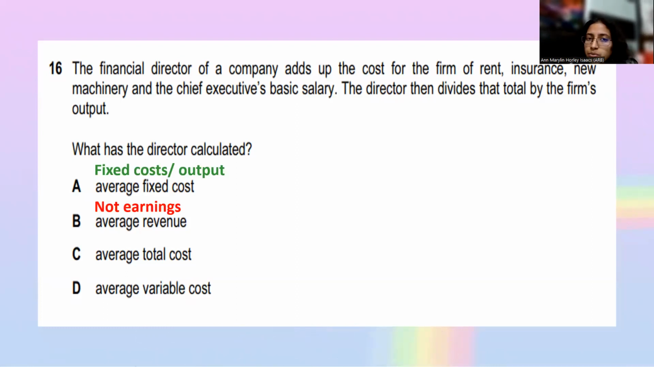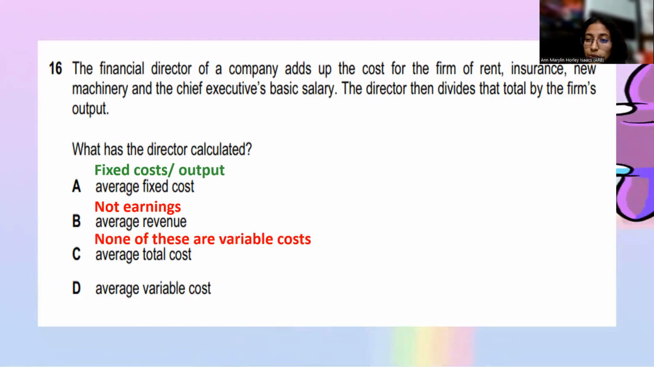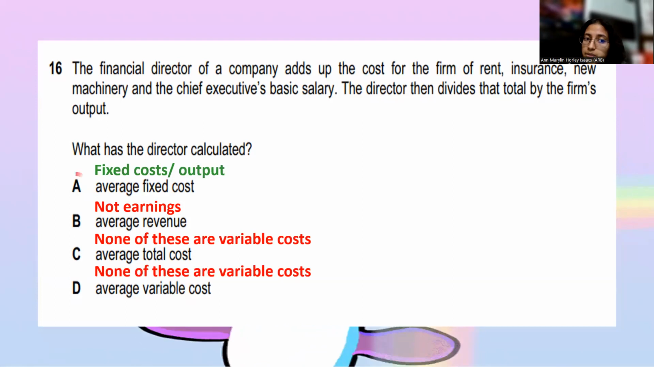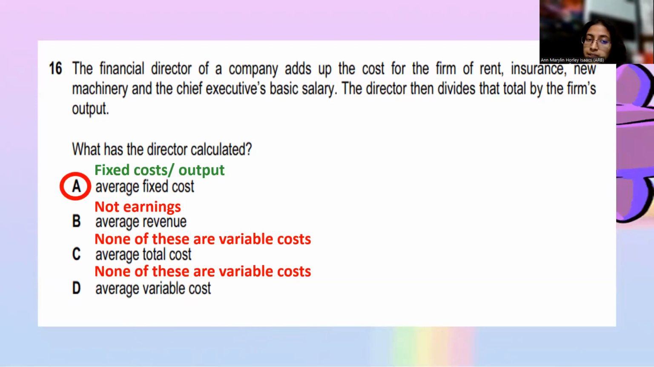Obviously, revenue, no, because these items are not revenue, they're not earnings. Total cost we cannot discuss because we do not know any variable cost. They have not actually given us the figures for variable costs, and none of these things are variable. Same thing for D, none of these things are variable, so D is definitely out. The answer is A, alpha.